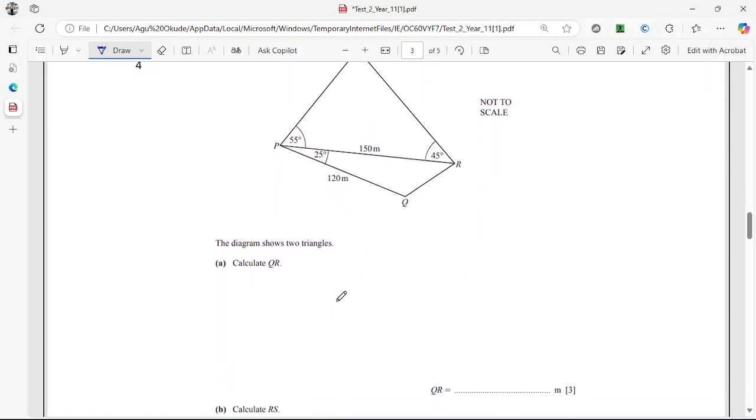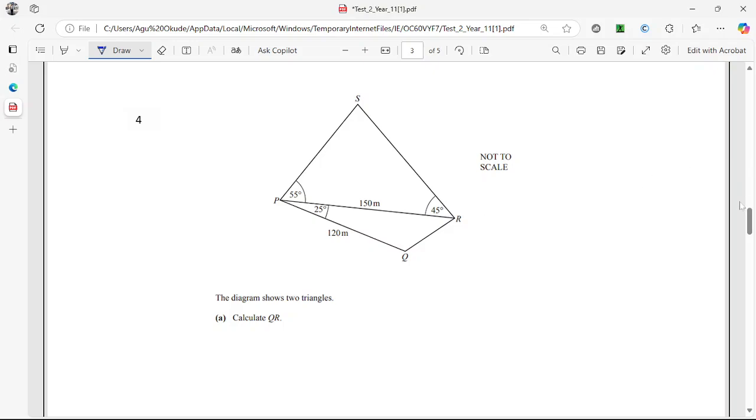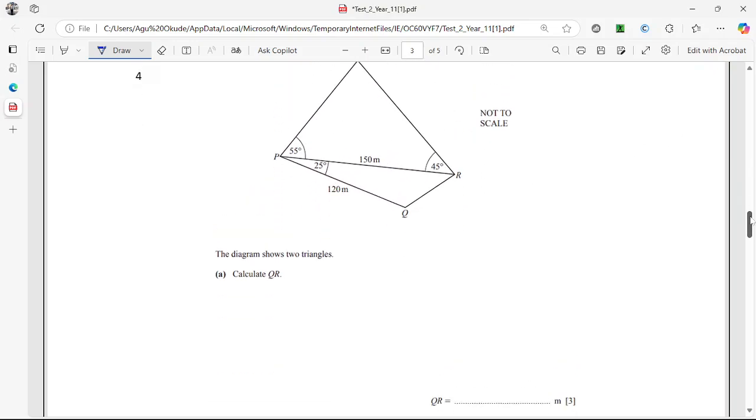Now the diagram shows two triangles. I have a combination of two triangles right here. Now calculate QR. You are going to treat them one by one. So I'm going to use triangle PQR first. In triangle PQR, you can see that I'm given two sides and an included angle. It's included because the angle is touching both sides. So I'm going to use the cosine rule, because that is the condition for the cosine rule.